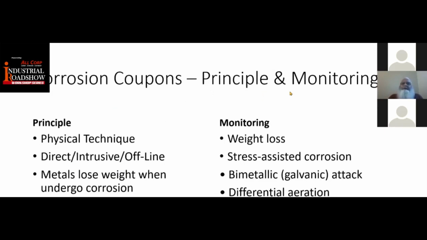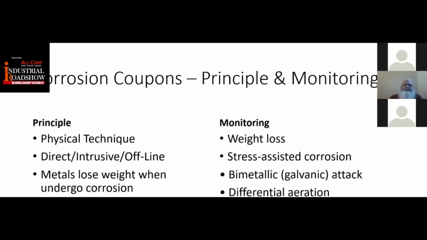The corrosion coupons monitoring principle is a physical technique. It's not something chemical, electrochemical, or any other technique. It's just a simple physical technique. It's a direct, intrusive, offline technique, which means you cannot measure the corrosion losses or the actual condition of the probes online. So the probe has to be taken out.